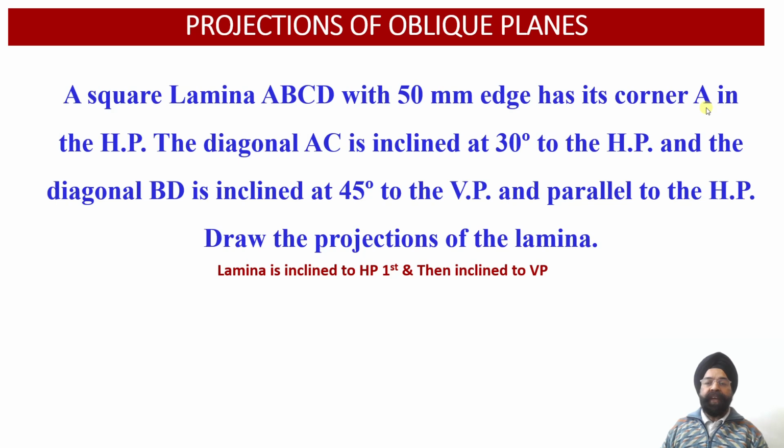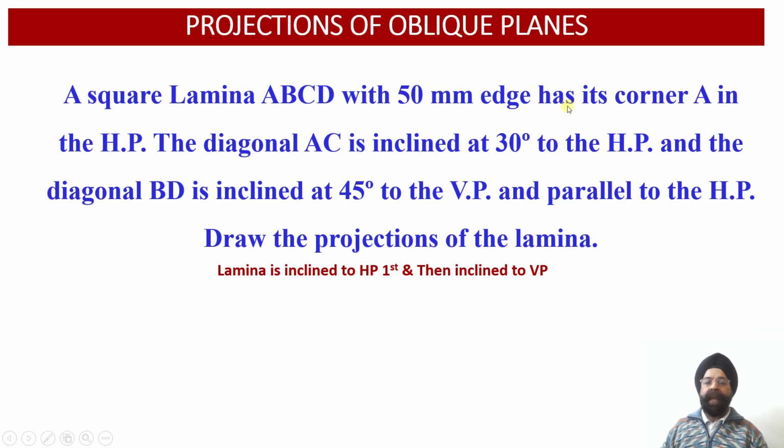So to begin with, we have to assume that this square lamina rests on the ground. So the top view projections, that is A, B, C, D of the square lamina, will be drawn below the XY reference line to begin with. And once we look at this lamina from the front side, we will be able to obtain the edge view projections of the lamina in the front view, and the top view true shape projections of this lamina will be obtained below the XY reference line onto the horizontal plane.